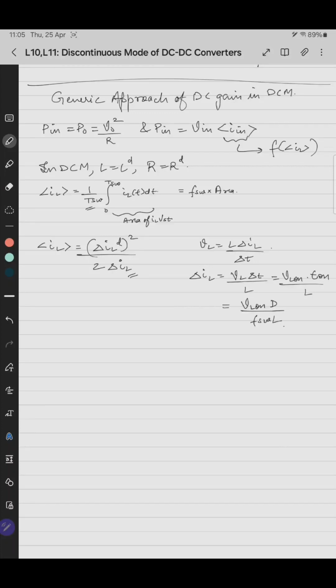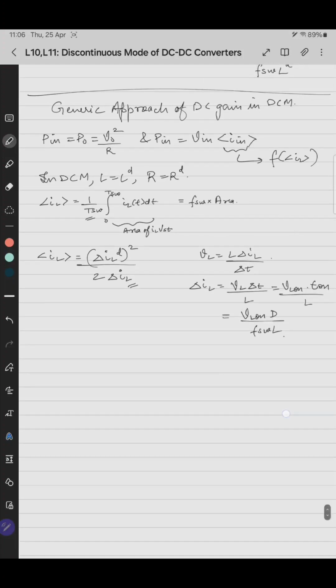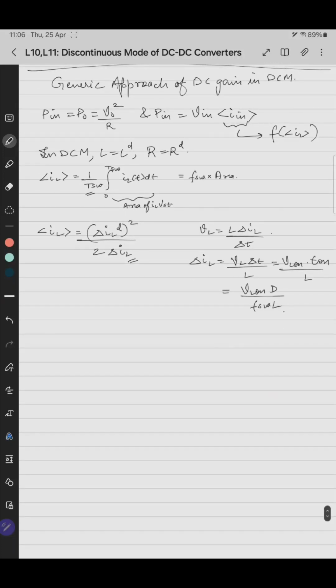We are assuming that the duty ratio is the same for both, meaning the same converter operating in both CCM and DCM. The only thing is that the inductance is less than L critical, which may be one of the reasons for going into discontinuous conduction mode, or when R is less than R minimum. Everything else is the same. We'll assume the converter in both modes operates on the same duty ratio, that is D, capital D, not D dash. So delta IL is VL on into D by F switching L.